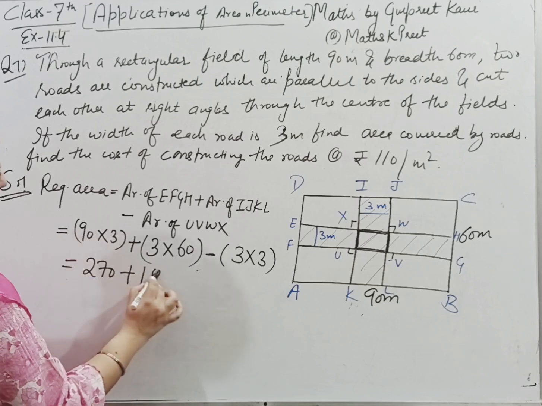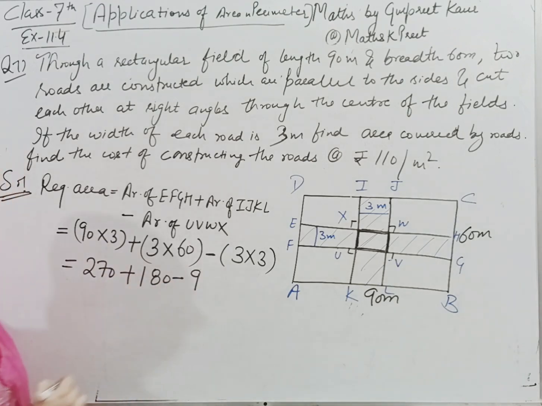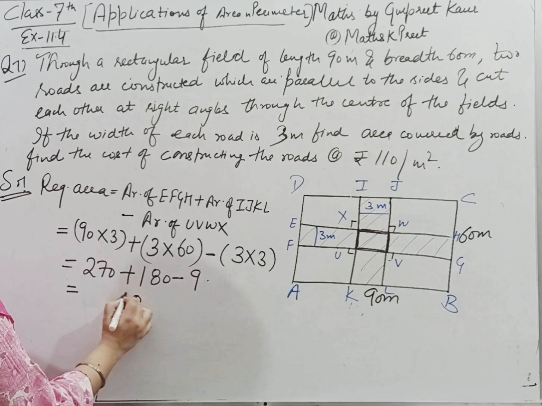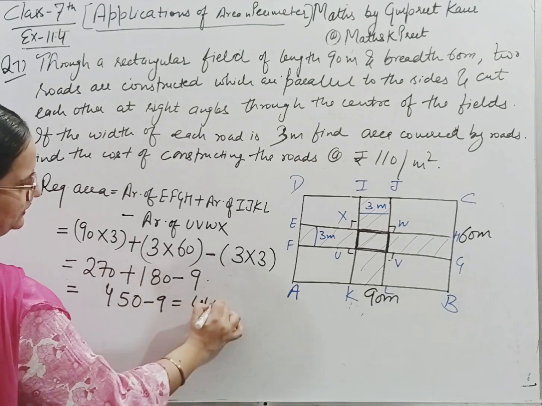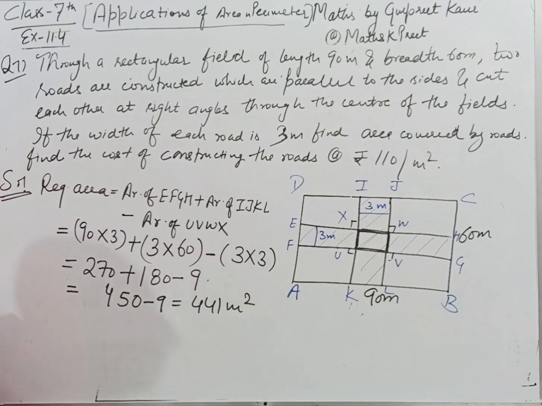So I am getting 270 plus 180 minus 9. That is 450 minus 9, so I am getting 441 meter square. This is the required area.